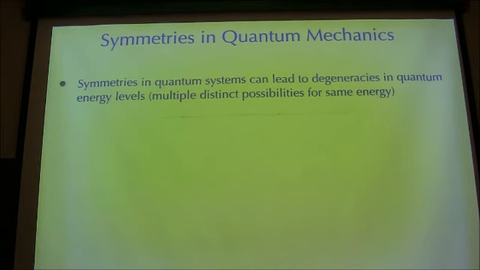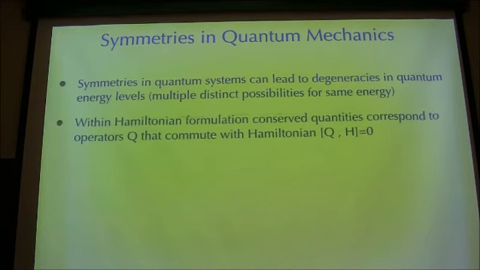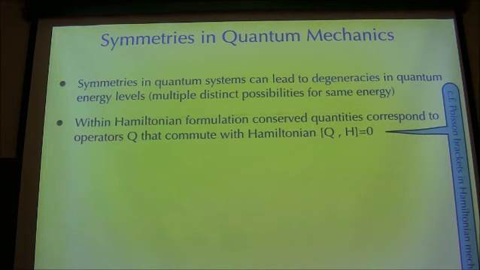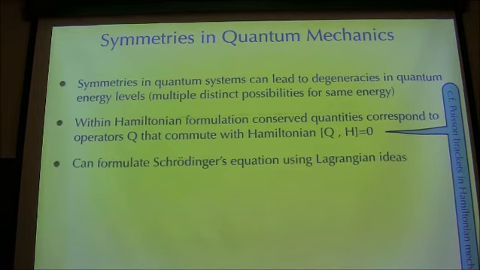So these are typically connected to symmetries, not always, but quite frequently. And in the Hamiltonian formulation of quantum mechanics, we'll have conserved quantities whenever we have operators that commute with the Hamiltonian. And this really has a nice analogy with the Poisson bracket formulation of Hamiltonian mechanics. So there is some connection between the quantum and classical realm at this level.